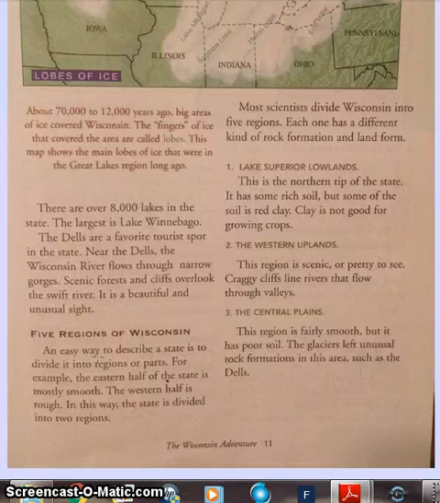The western uplands. This region is scenic, or pretty to see. Craggy cliffs line rivers that flow through valleys. Number 3, the Central Plains. This region is fairly smooth, but it has poor soil. The glaciers left unusual rock formations in this area, such as the dells. Again, you may pause the recording and go back and fill out your chart if you would like. If you're ready, we'll go on to the next page.